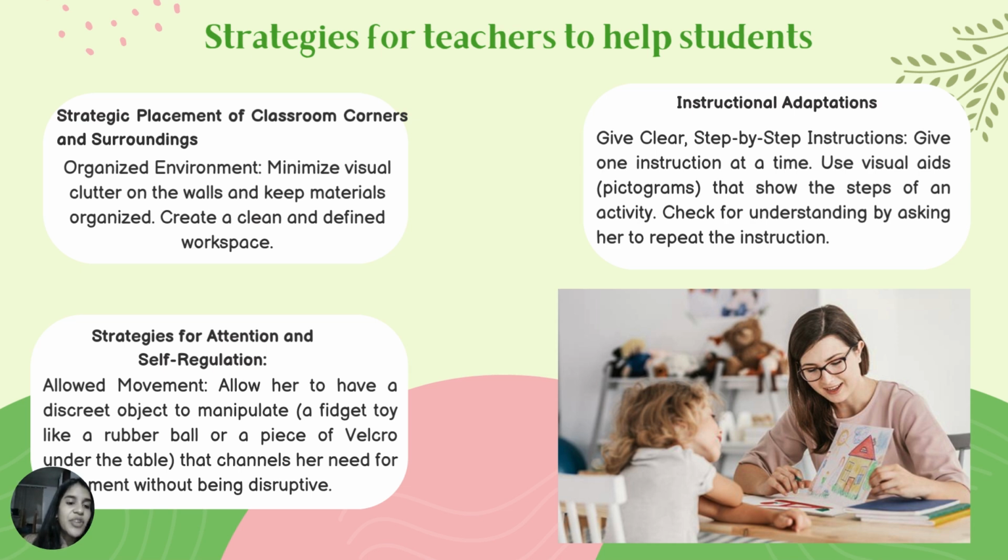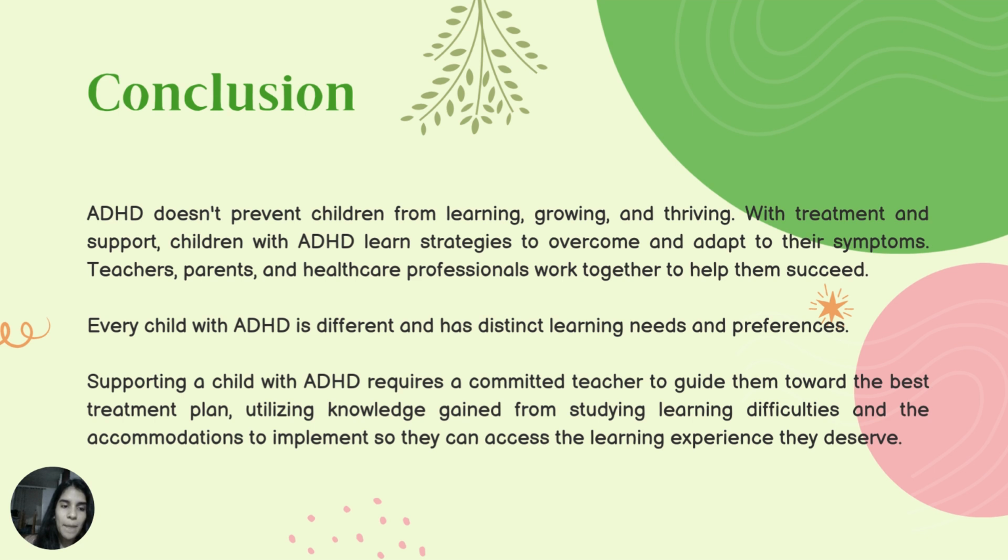A strategy for attention and self-regulation. Allow movement. Allow her to have a discreet object to manipulate, a fidget toy like a rubber ball or a piece of Velcro under the table. That channels her need for movement without being disruptive.